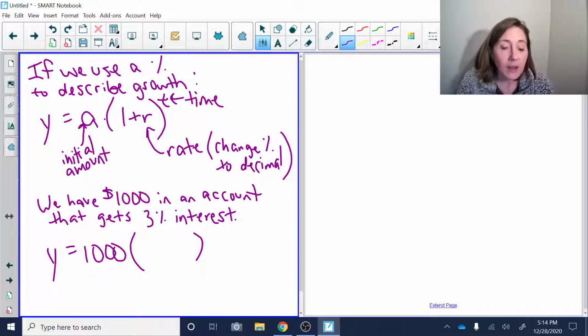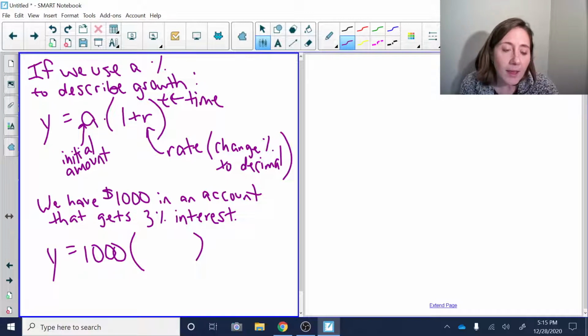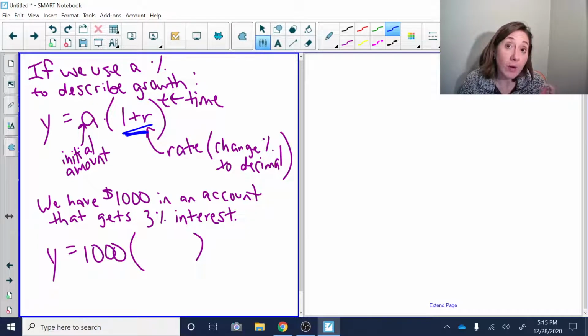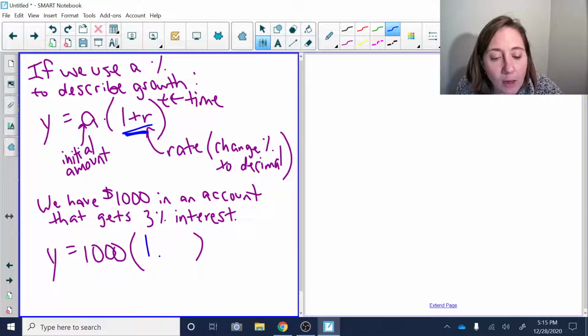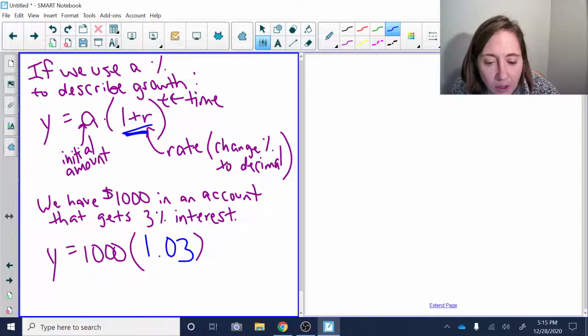times, now the R, I want my R value so I can fill in the parentheses here. What is my interest rate that I'm earning on this bank account? That would be 3%. Okay, so now we have that as a percent. So 3%, move the decimal over 2 places, that would be 0.03. So 1 plus 0.03 is what we would have right here inside the parentheses. So 1 plus 0.03, I'm going to write that as a 1.03. And that's the base of my exponential function here.